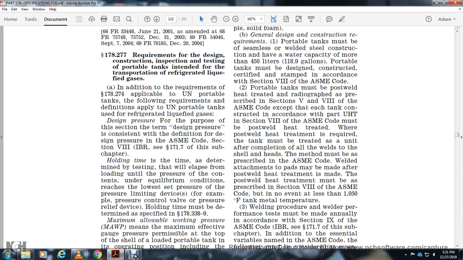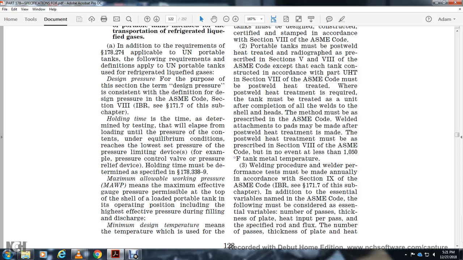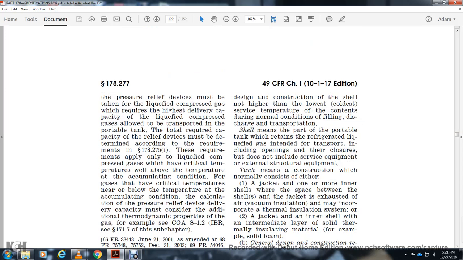Maximum allowed working pressure means the maximum effective gauge pressure permissible at the top of the shell of the loaded portable tank in the operating position, including the highest effective pressure during filling and discharge. Minimum design temperature means the temperature which is used for the design and construction of the shell, not higher than the lowest of the temperatures of the contents during normal conditions of filling, discharge, and transportation.